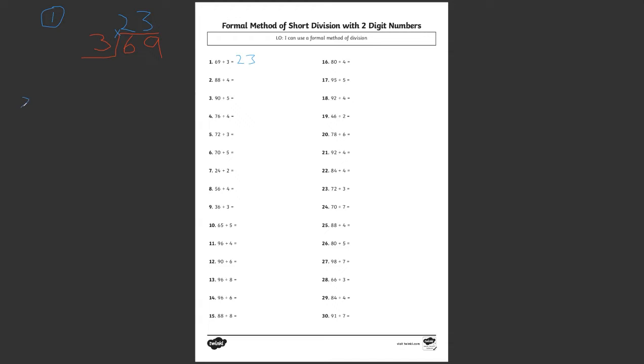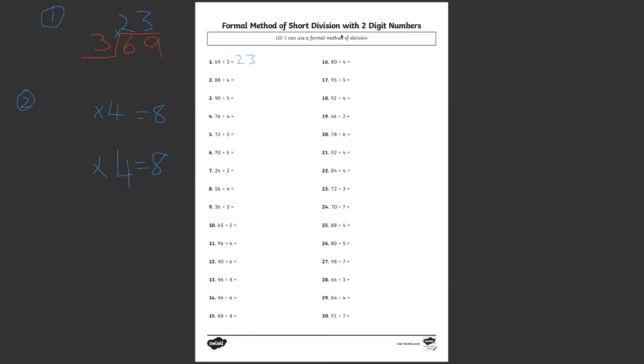So the second formula we can do, we've got 88 divided by 4. So we're going to write 88 like this. Okay, so the opposite of division is times. And then what we do is use our 4 times table.